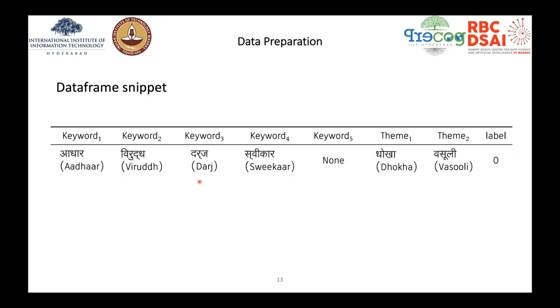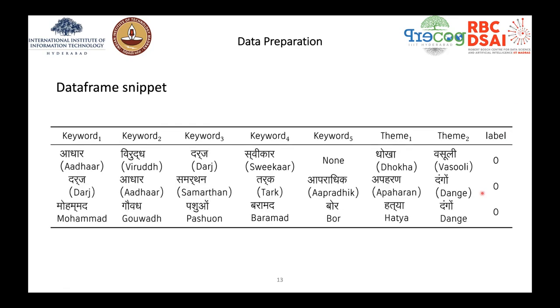And after all this data processing, this is how a sample looks. One case has 5 keywords, keywords 1, 2, 3, 4, 5, and 2 themes. Themes as in the category of crimes. And of course the label, as in bail is either dismissed or bail is granted. All right, so this is just an extension for multiple cases. And once we label encode all these words here, we are ready to fit our model.